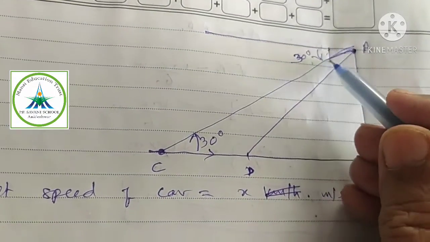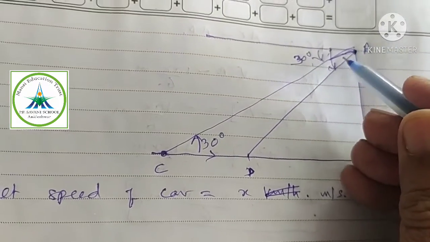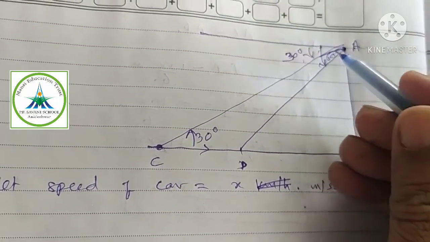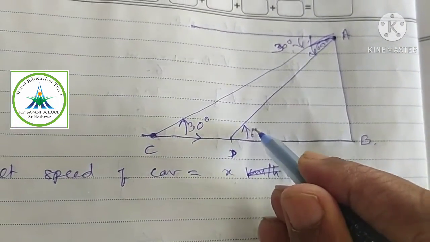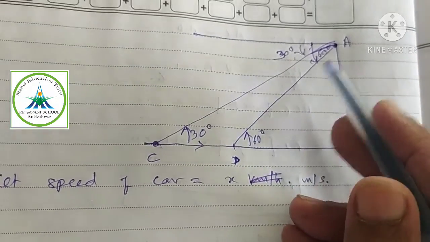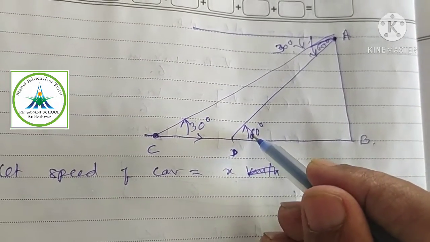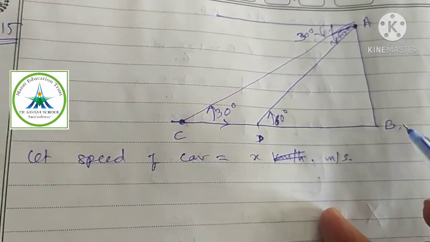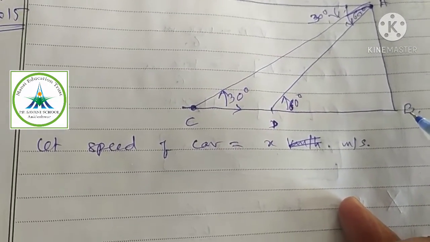So this angle of depression is what? 60 degrees. Yes or no? And therefore this angle is also 60 degrees. See students, important is drawing the diagram. Clear? If you are successful in drawing the diagram, you are understanding very well.